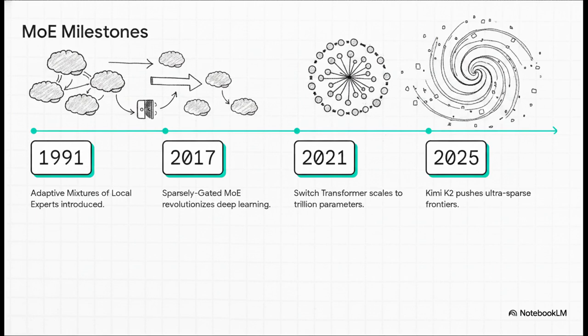Then, jumping to 2021, the Switch Transformer made another huge leap. They simplified the whole architecture. Instead of routing a token to multiple experts, they routed it to just one. This dramatically improved training stability and, get this, allowed them to scale all the way up to 1 trillion parameters. And today, in 2025, models like GPT-4 are pushing these sparsity frontiers to absolute extremes. So yeah, it completely transformed from just this neat academic curiosity into the literal computational backbone of modern AI.